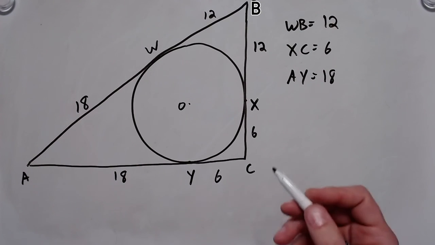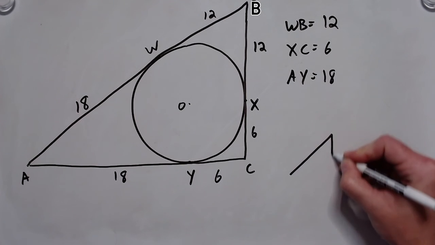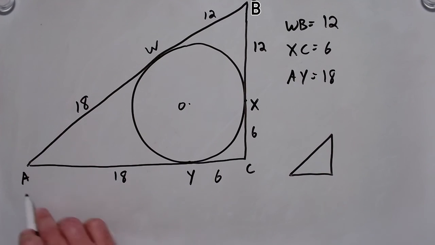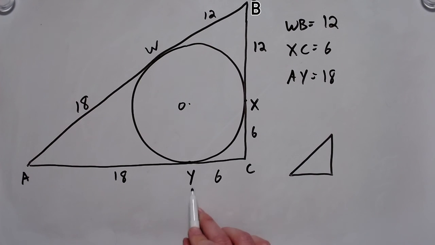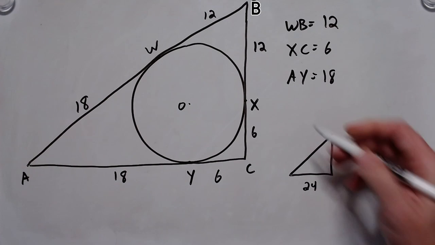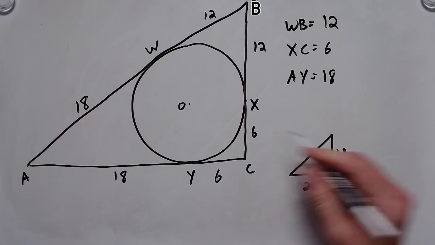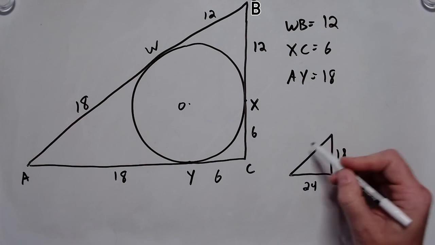So what is the perimeter of this triangle? I'm just going to draw a smaller version of the triangle down here. And we have A, Y, and YC. We have 18 plus 6. So this leg of the triangle is 24. We have 12 plus 6 for this leg. This would be 18. And 18 plus 12, that's 30.